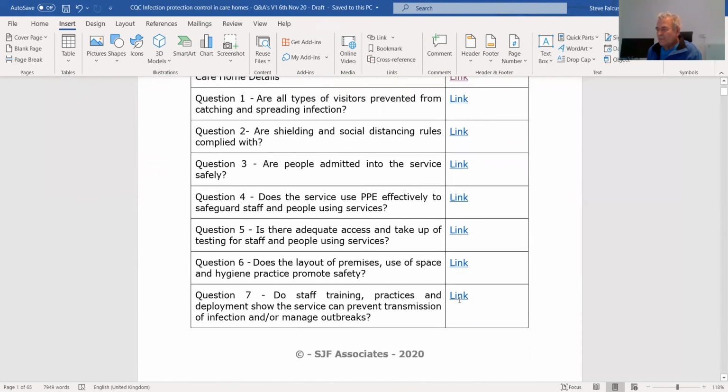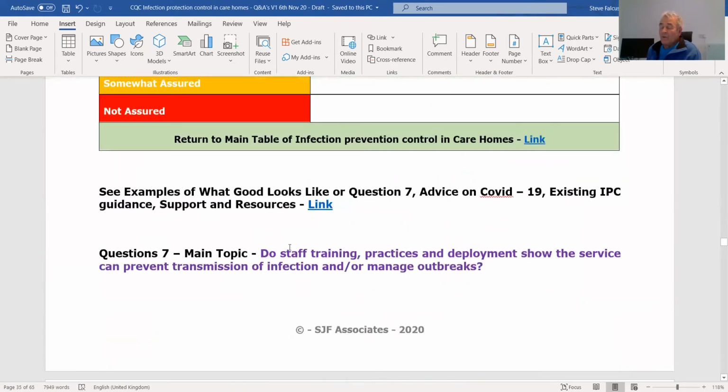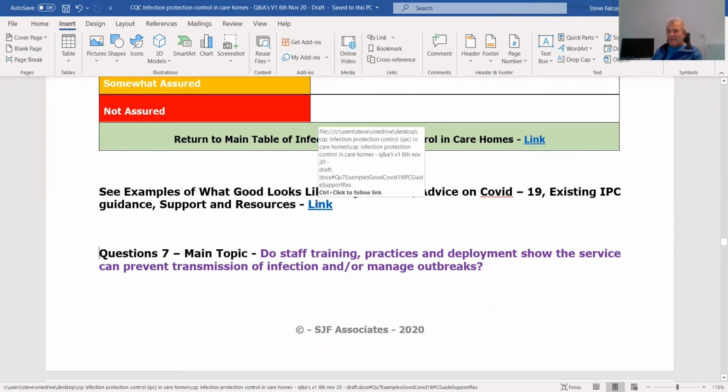Then we've got a set of questions here. Let's go to, say, question 7. They're all in the same format. What you're required to do, which would be good practice, is to look at what CQC sees as good for the question: do staff training practices and deployment show the service can prevent transmission of infection and or manage outbreaks? This is a set of statements they come up with which good should look like. It acts as a very good benchmark for when you're answering the questions.